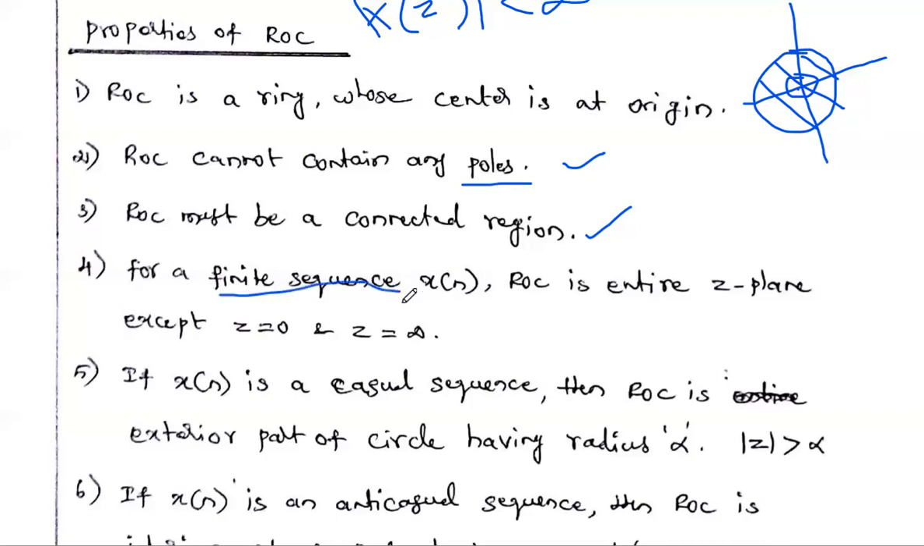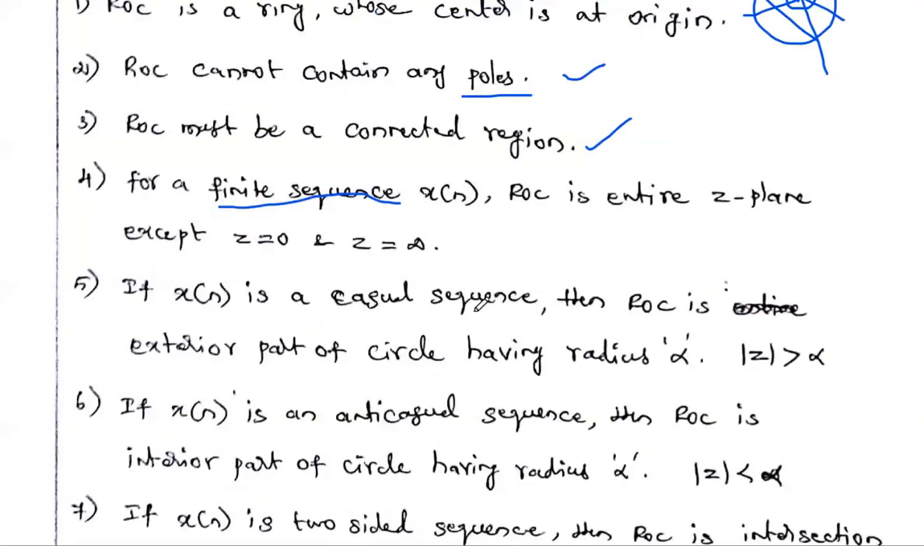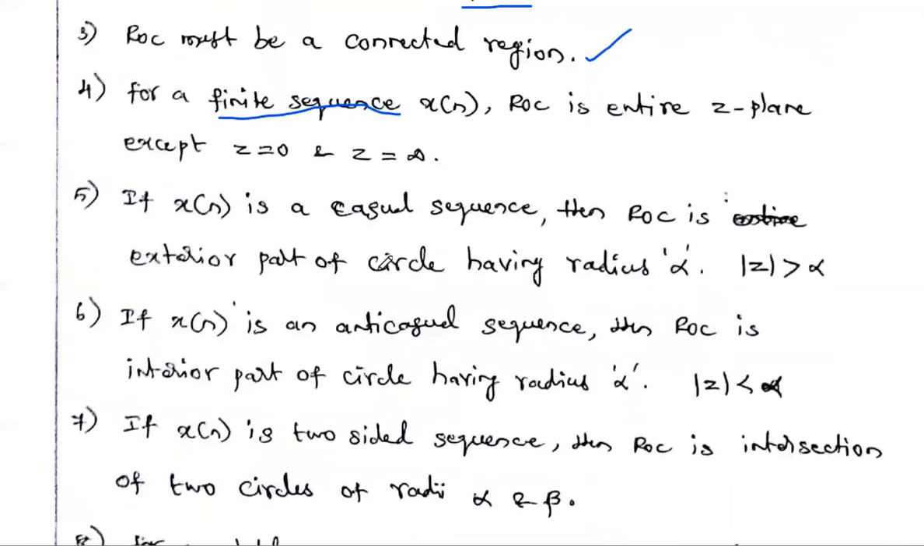Then the next one: x of n is a causal sequence. What is a causal sequence? The causal sequence means the sequence is available only for the positive time axis. You may take u of n, the unit step sequence, as an example. The unit step sequence is only available for positive time. So r of n, u of n, a power n u of n, these signals are causal signals. For a causal signal, the ROC is the exterior part of a circle having some radius alpha, where alpha is some constant value.